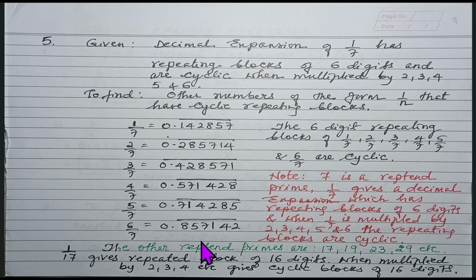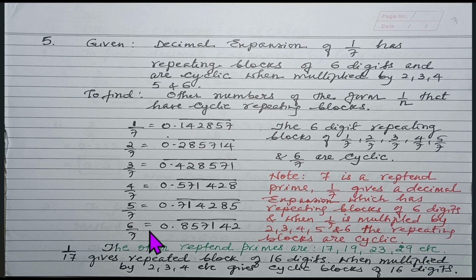But now what are the other reptend primes? So we have to take the other reptend primes. The other reptend primes are 17, 19, 23, 29. If you take 1 by 17 for example, it gives us a repeating block of 16 digits, that is 17 minus 1, 16 digits. When multiplied by 2, 3, 4 etc., it gives us cyclic blocks of 16 digits.